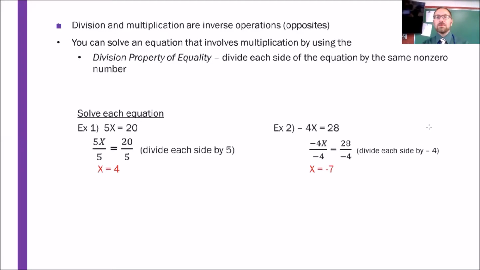All right, so division and multiplication are inverse operations, which means you can undo multiplication with division and vice versa. You can undo division with multiplication. So if you look at the first example here, 5x equals 20. Remember, this is 5 times x equals 20. If we divide both sides by 5, we get x by itself, and then 20 divided by 5 is 4.